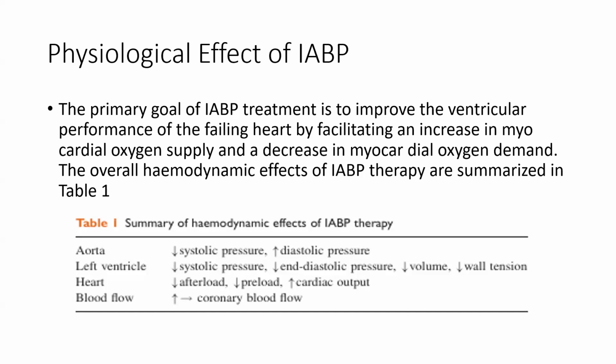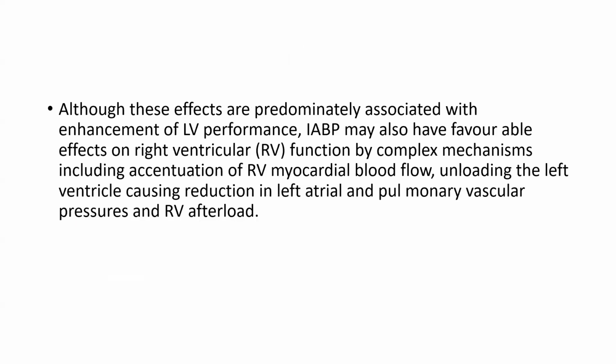In the aorta, there will be a decrease in systolic pressure and an increase in diastolic pressure. Then in the left ventricle, there is a decrease in systolic pressure and a decrease in end diastolic pressure. There will be a decrease in volume and a decrease in wall tension. Then in the heart, the effect will be a decrease in afterload, a decrease in preload, and an increase in cardiac output. And the blood flow will be increased coronary blood flow.